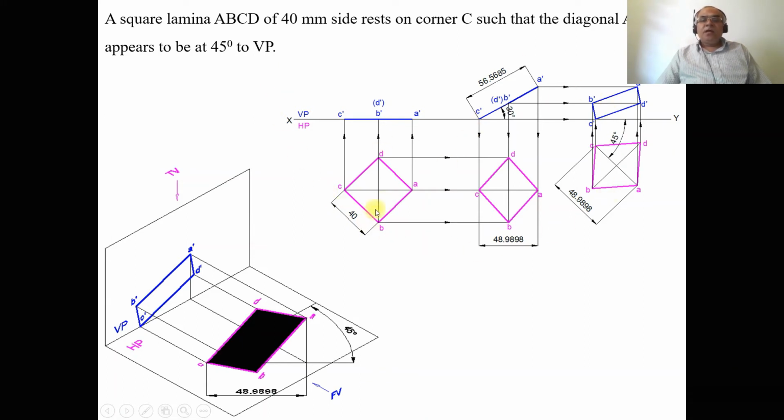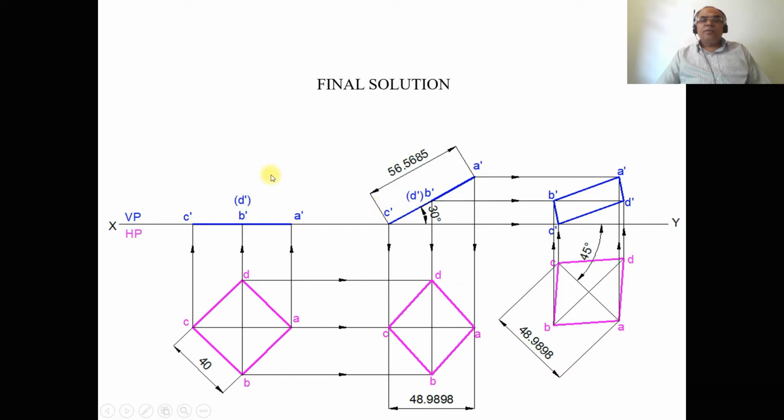Analyze this problem. And now we will try to solve this problem by using the sketchbook. First, we will draw an XY line with a thin line, and you mark XY, VP and HP. Now, since it is resting on a corner, first you draw a horizontal line, consider any point and mark that point as small b.